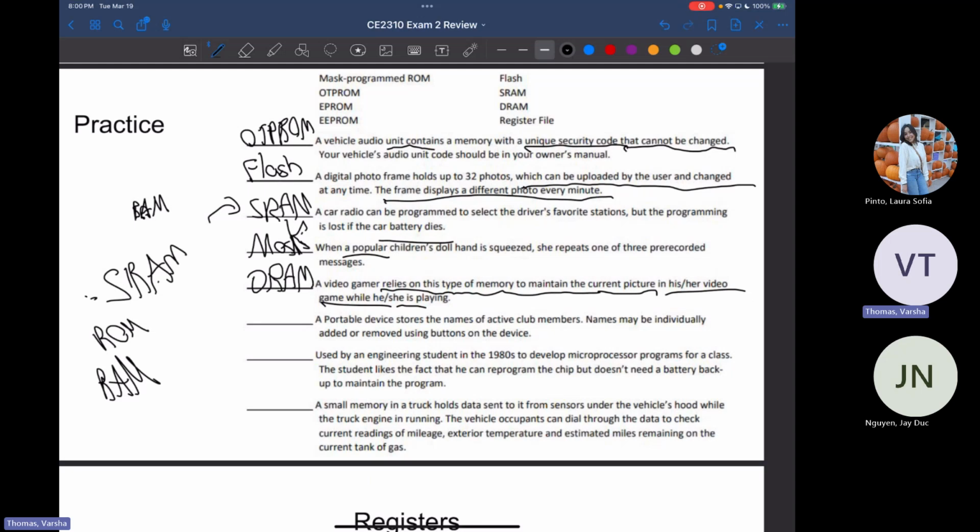And for the next one, a portable device stores the name of active club members. Names may be individually added or removed using buttons on the device. This one, I think it's pretty obvious. It should be, oh sorry, let me fix it. I wrote DRAM. This one should be, excuse me, EEPROM.